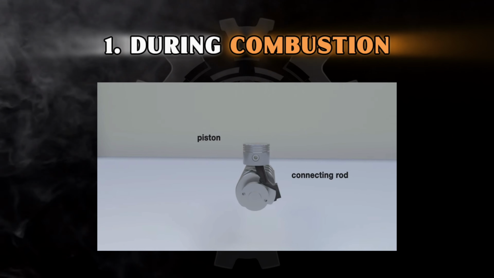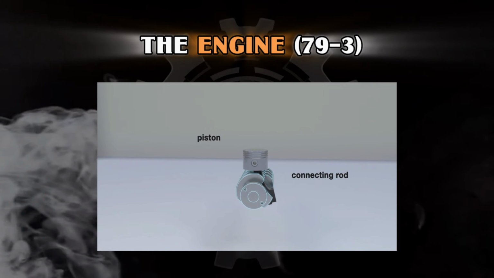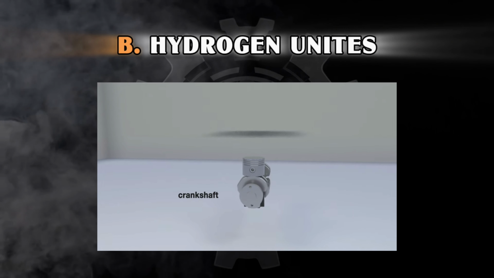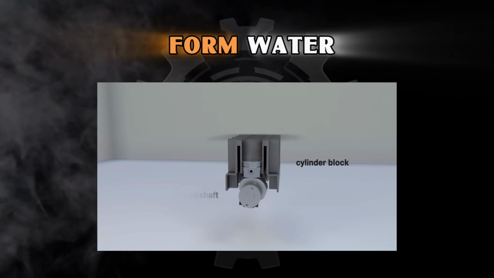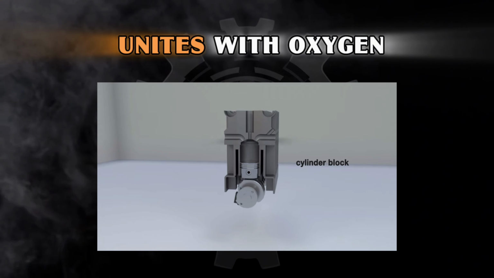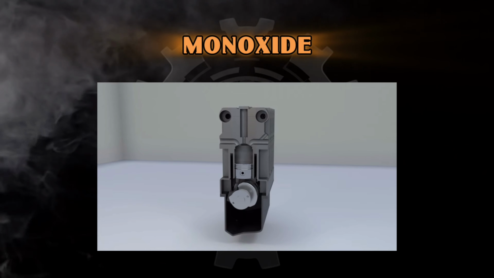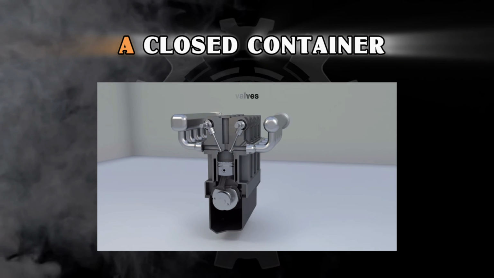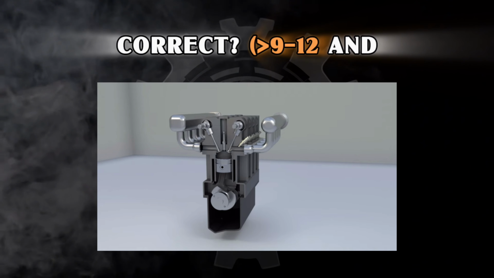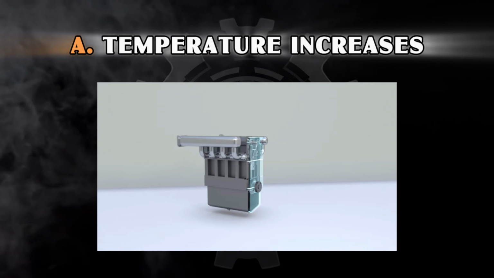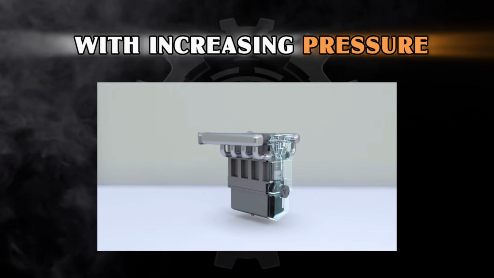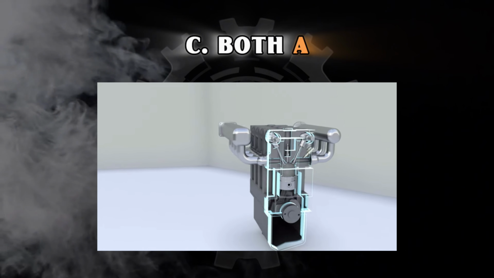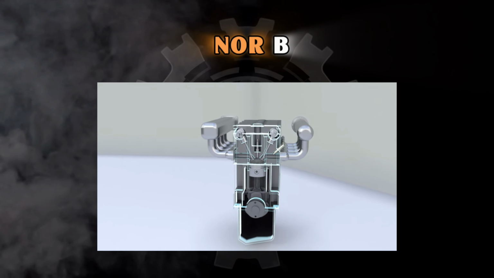1. During combustion of gasoline in the engine, A. Oxygen unites with carbon to form carbon dioxide. B. Hydrogen unites with oxygen to form water. C. Some carbon unites with oxygen to form carbon monoxide. D. All of the above. 2. Which of these statements about a closed container is correct? A. Temperature increases with increasing pressure. B. Pressure increases with increasing temperature. C. Both A and B. D. Neither A nor B.